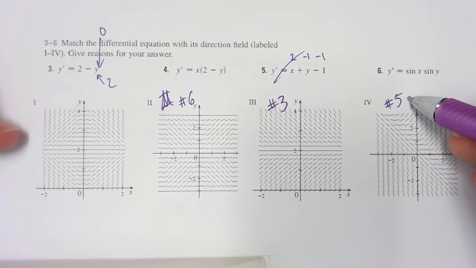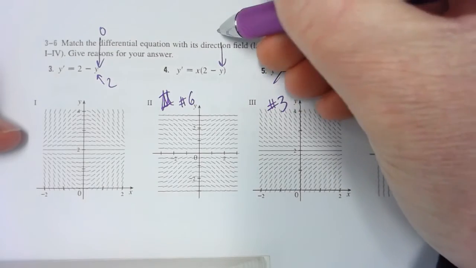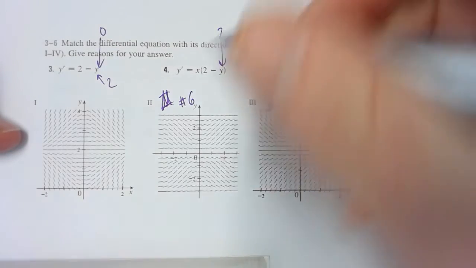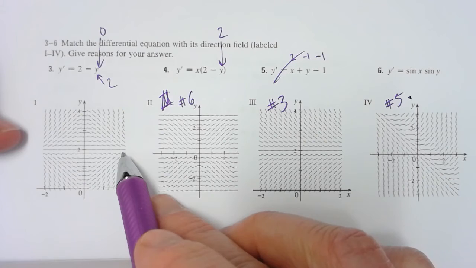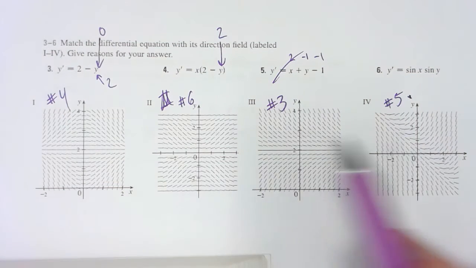So could we check that out? Okay, so if I put in 2 right there, 2 minus 2 is 0. So if y is 2, then it'd be 0 all the way across. So that definitely matches with that. So that's number 4. Okay, so it's 4, 6, 3, and 5.